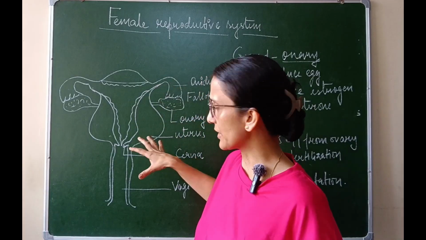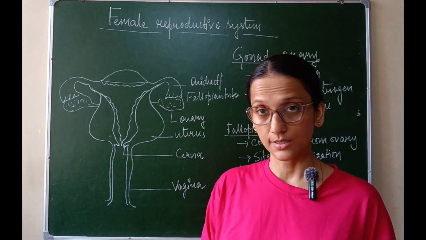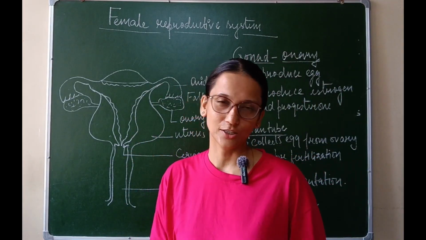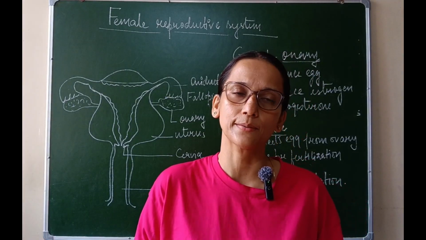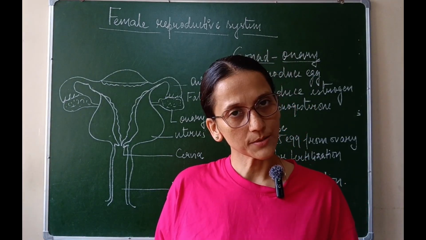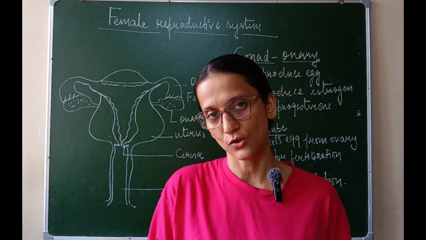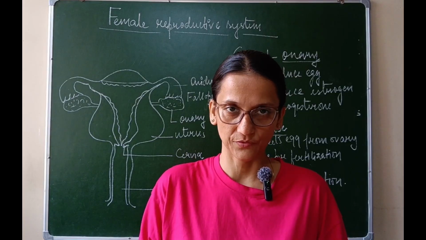But out of all the structures, why the uterus? Because the uterus is a highly vascular structure. That means it is richly supplied with blood vessels. On top of that, it is very spongy and soft, which is ideal for the development of the fetus.